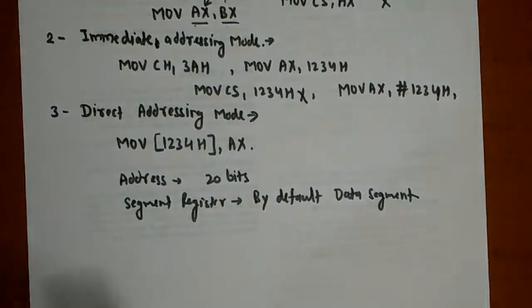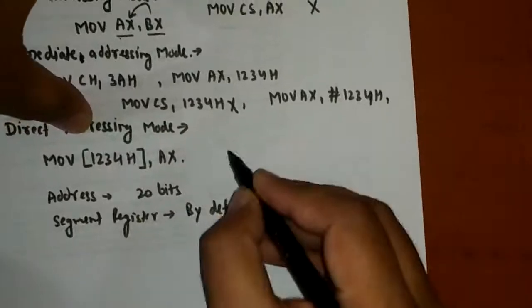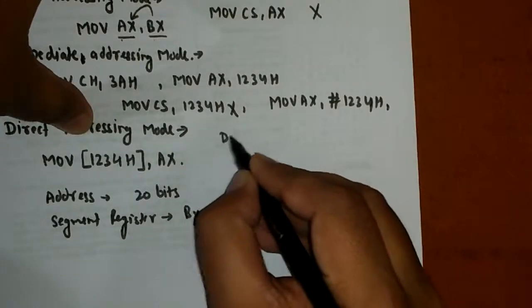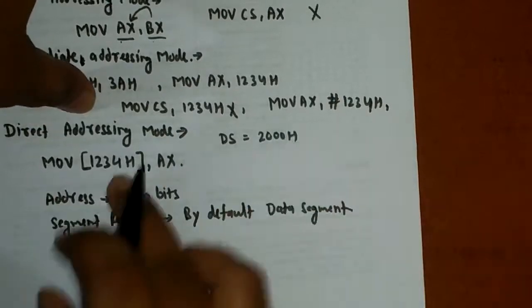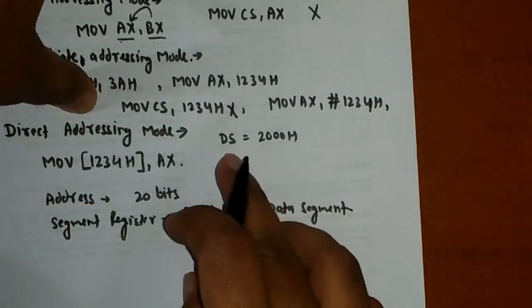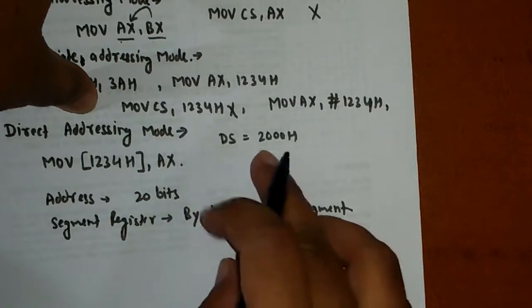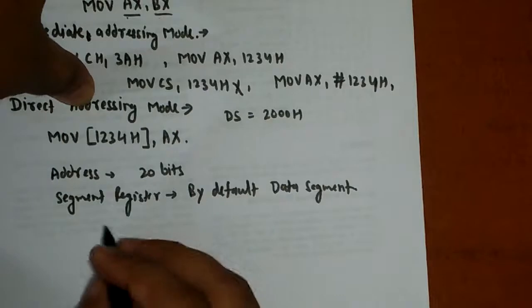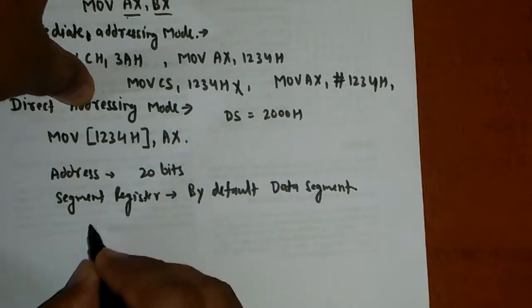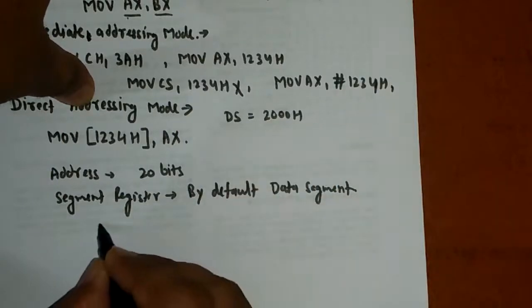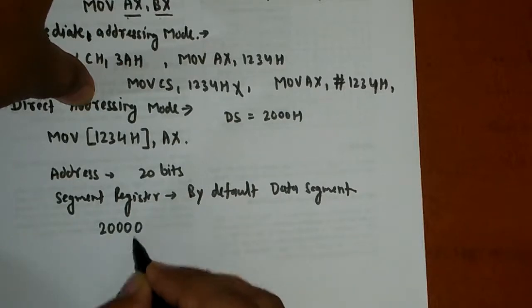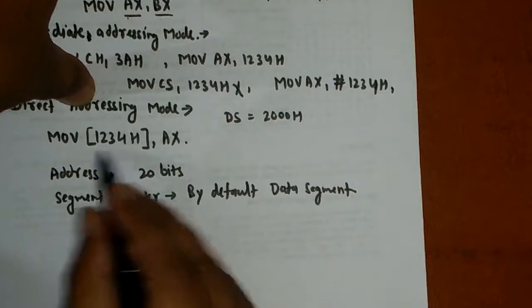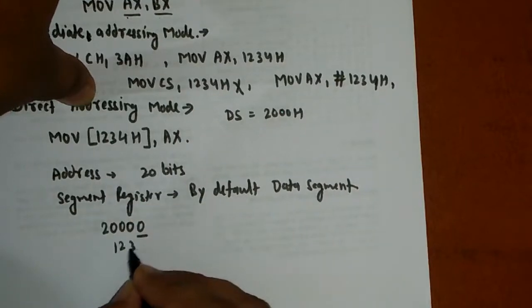If we assume in this example that DS contains 2000H, that is, the data segment register has the value 2000H, then for this particular instruction the 20-bit address will be: first of all we take the value of DS, 2000, then from our side we add a 0 here, and then we add this value 1234.